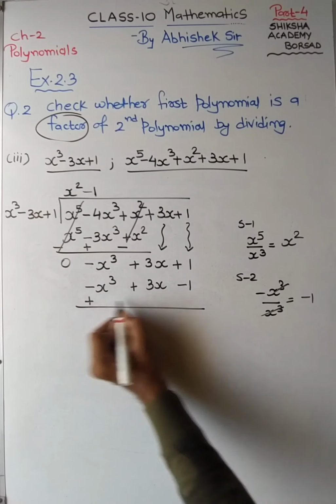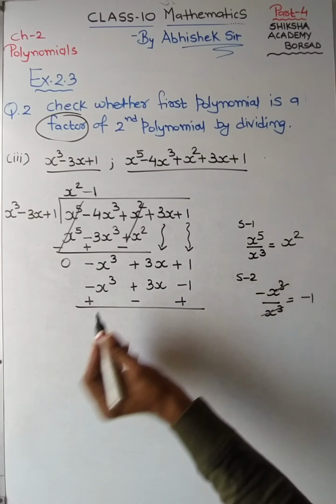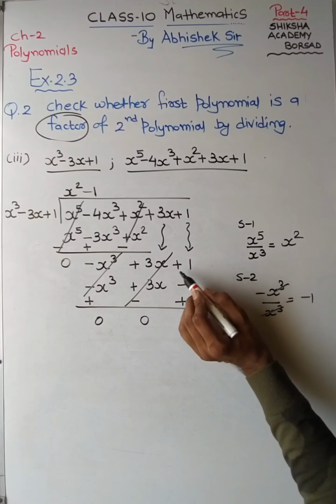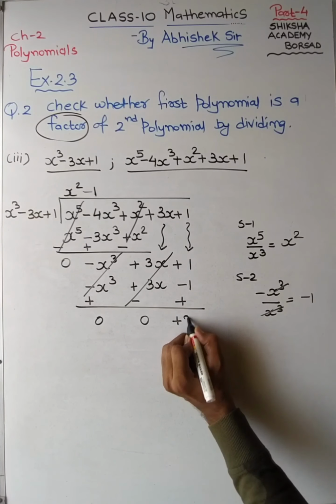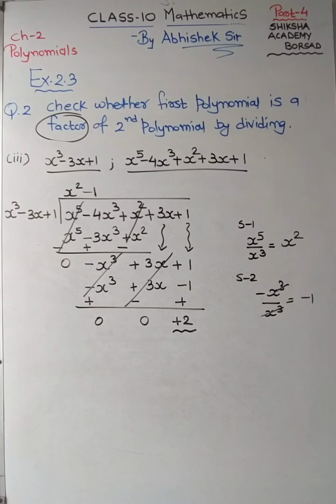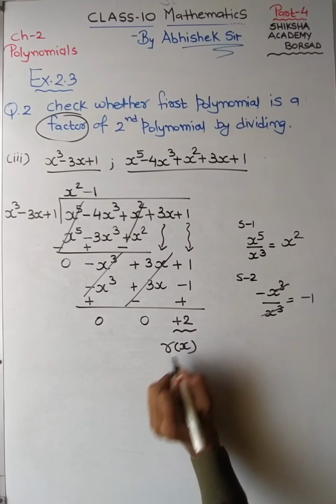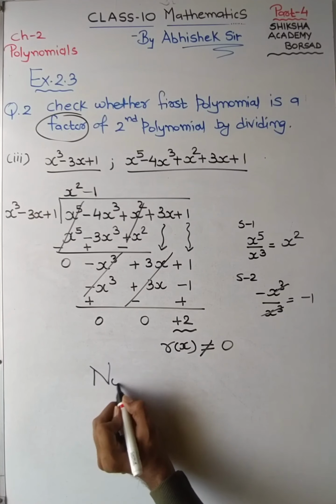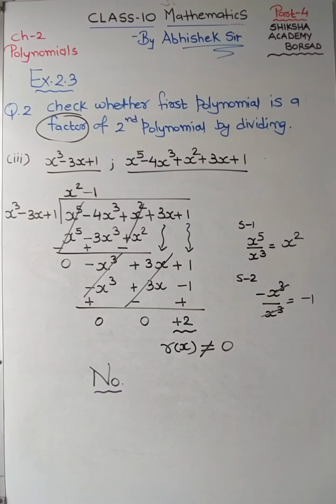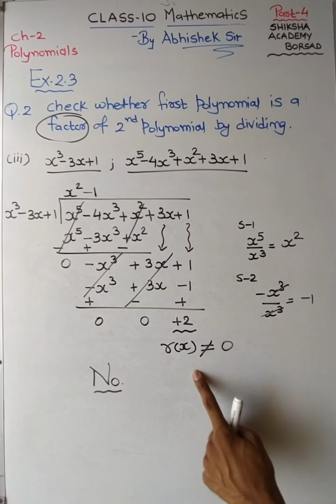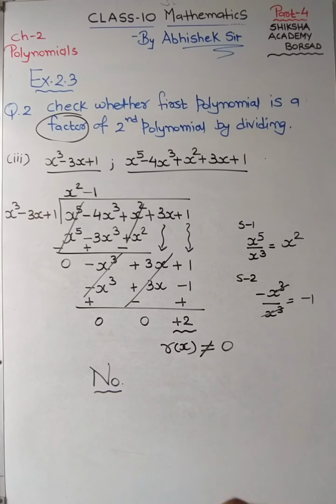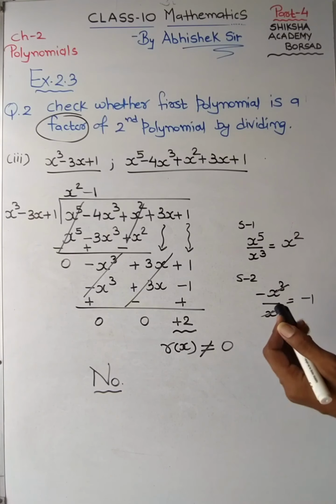Leave space. Change the sign. Let us see what happens. This term will be cancelled. Plus 3x minus 3x cancelled. Plus 1 plus 1, that will give you plus 2. If you focus on the remainder r of x, this is not 0. So our final answer will be no. The first polynomial is not the factor of the second polynomial, as r of x is not equal to 0. So this is how we will be doing this type of questions. So this is the end of question number 2.